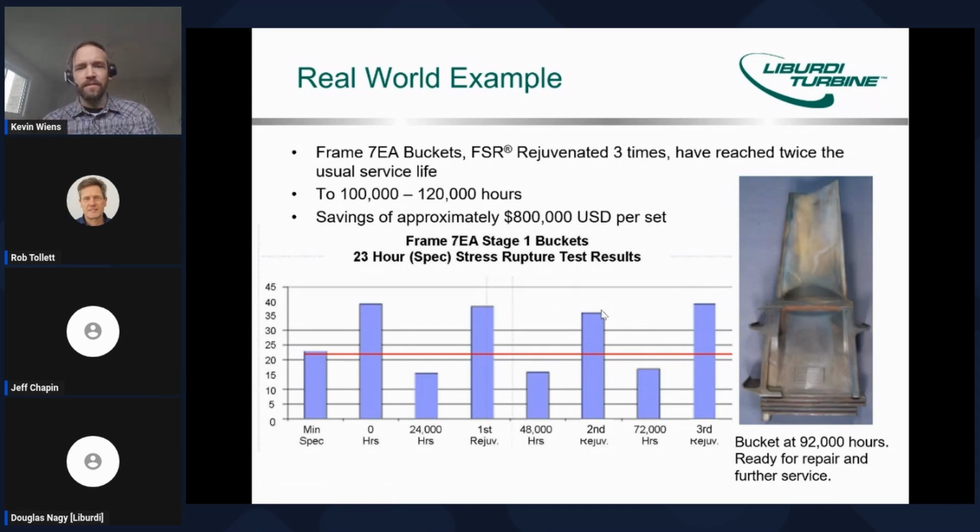So this part would have been retired at 48,000 hours. It has now exceeded 100,000 hours. And just to put this into dollar terms, just the avoiding of new part replacement costs allowed this operator to save just under $1 million per set.